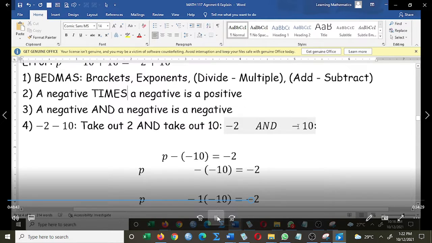So that negative sign can also be a verb. It tells you to subtract, take out. As a verb, it's telling you take out, but as an adjective it's negative. So that sign there is serving both purposes: it's a verb and it's an adjective.